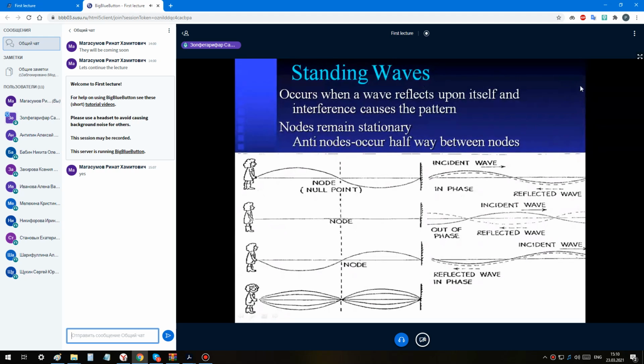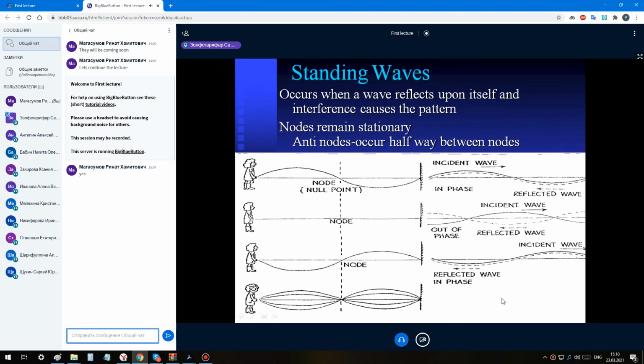A standing wave occurs when a wave reflects upon itself and interference causes the pattern. As shown in these schematic shapes, nodes remain stationary. Antinodes occur halfway between nodes.